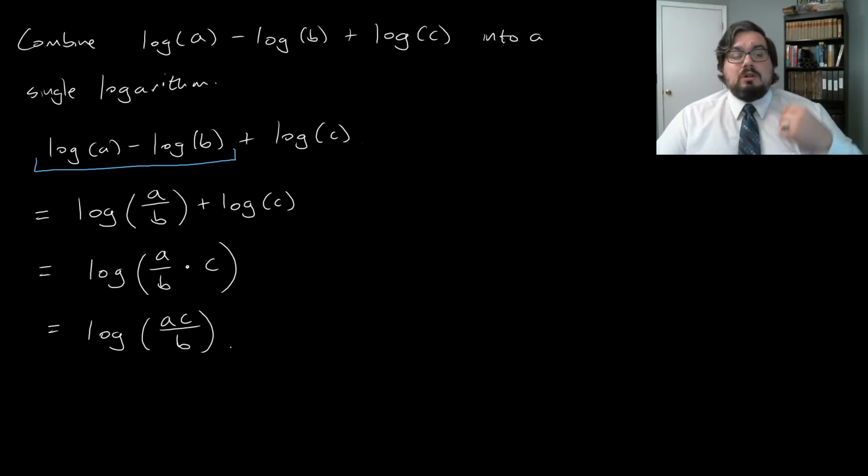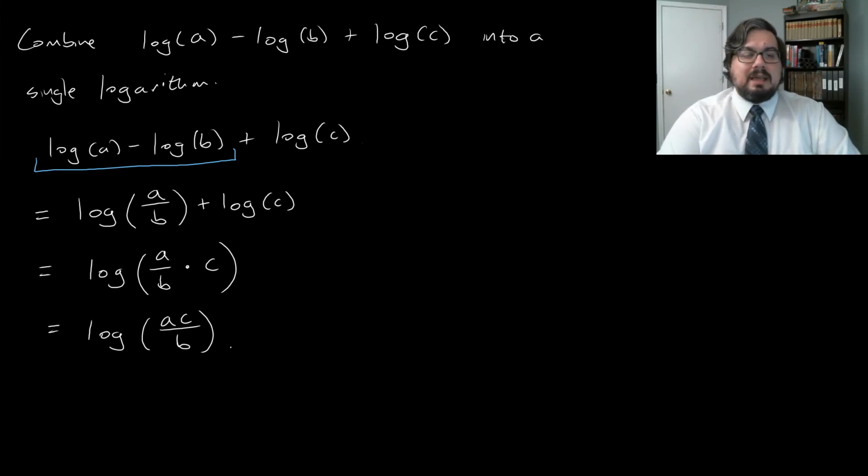So this is all great, but what if our expression was just a little bit different? What if instead of it being log a minus log b plus log c, it was log a minus 2 log b, or plus 1/3 log c, something like this? Well, we need something else. We need a new property.